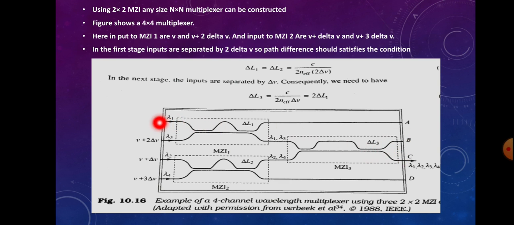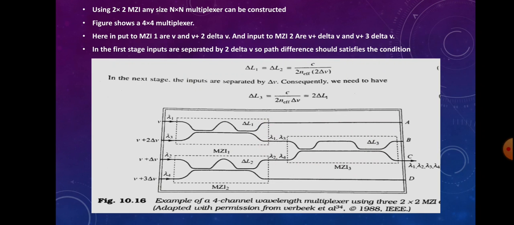So from the 2 by 2 MZI you can construct an n by n multiplexer like that. In the figure a 4 by 4 multiplexer is shown. The inputs to MZI1 are nu and nu plus 2 delta nu, and the inputs to MZI2 are nu plus delta nu and nu plus 3 delta nu. In the first stage the inputs are separated by 2 delta nu, so the path difference should satisfy delta L1 equal to delta L2 equal to C by 2 n effective into 2 delta nu. In the second stage the inputs are separated by delta nu, so delta L3 is equal to C by 2 n effective into delta nu, which is equal to 2 delta L1. This is the condition for the multiplexer using the MZI.